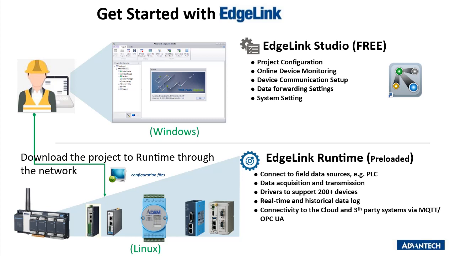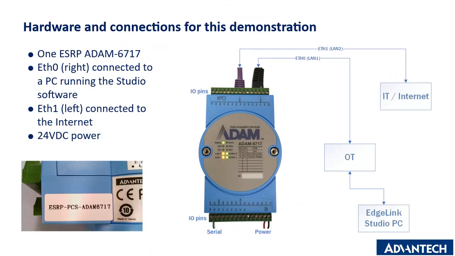It runs in Windows. So for this demonstration, I'm taking out one ESRP Atom 6717. I have the 2 Ethernet ports connected to what would be, in a real-world scenario, the IT or Internet LAN 2, and then the OT, or Operational Technology network, which is basically what you're trying to collect sensor-wise, and this is also where the EdgeLink Studio PC is connected.